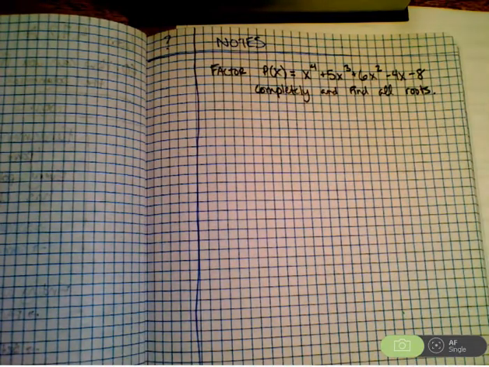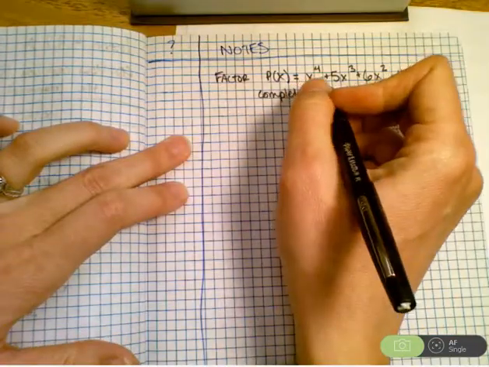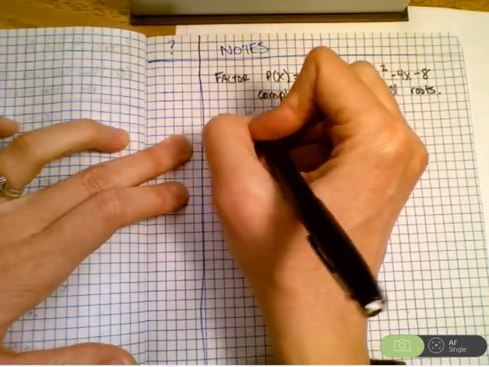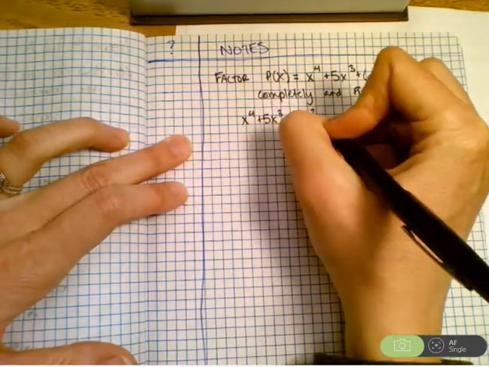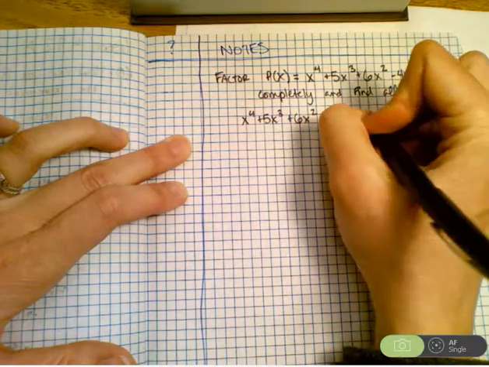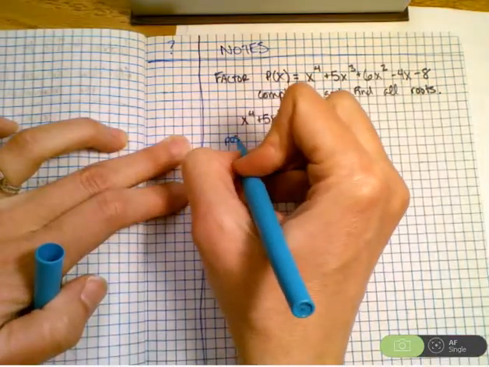So really remember, when we're factoring, we're really close to having the roots. It's really just sort of one little extra step. So what we want to think about first, so our polynomial is x to the fourth plus 5x to the third plus 6x squared minus 4x minus 8. So first I'm going to find my possible zeros.